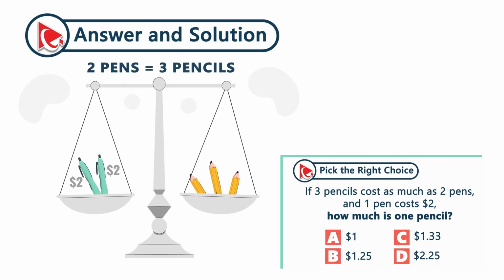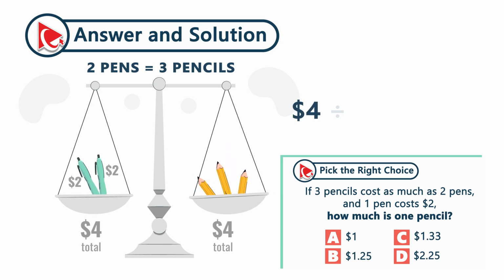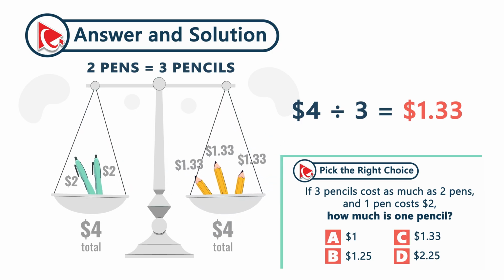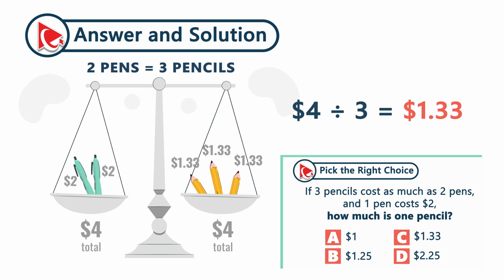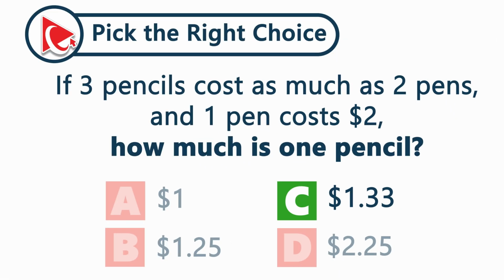Here's the trick. 2 pens cost $4 total. That's what 3 pencils cost. So just divide $4 by 3. And boom, each pencil costs $1.33. The final answer is choice C. Pen or pencil, it pays to break things down.